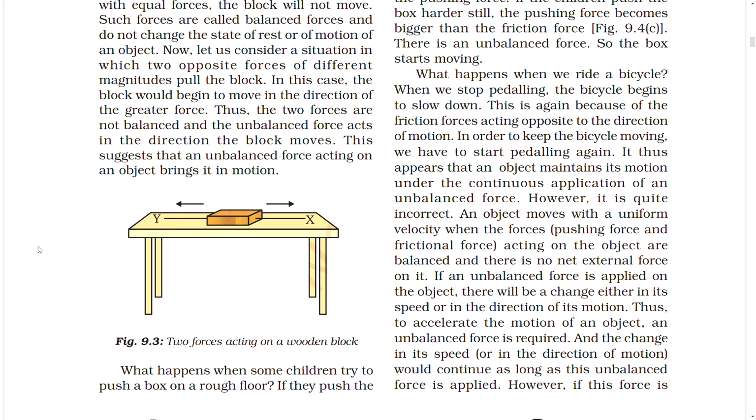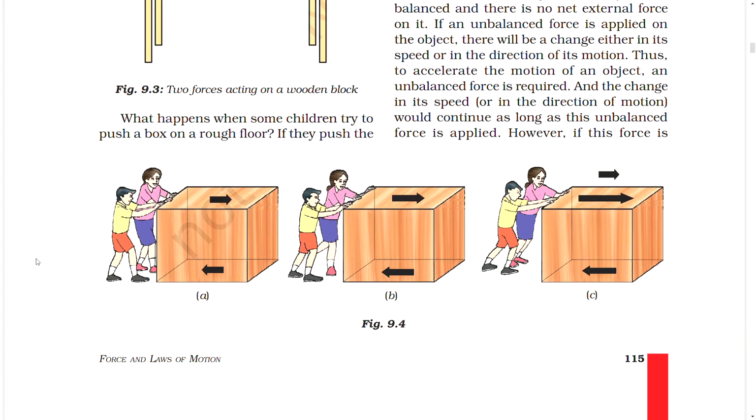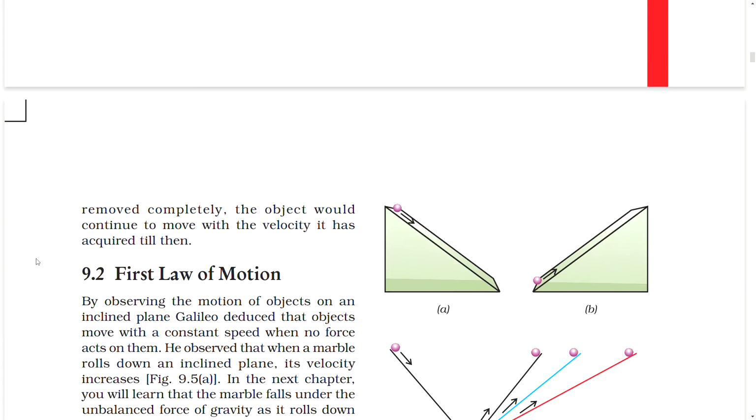If an unbalanced force is applied on the object, there will be a change either in its speed or in the direction of its motion. Thus, to accelerate the motion of an object, an unbalanced force is required and the change in its speed or in the direction of motion would continue as long as this unbalanced force is applied. However, if this force is removed completely, the object would continue to move with the velocity it has acquired till then.